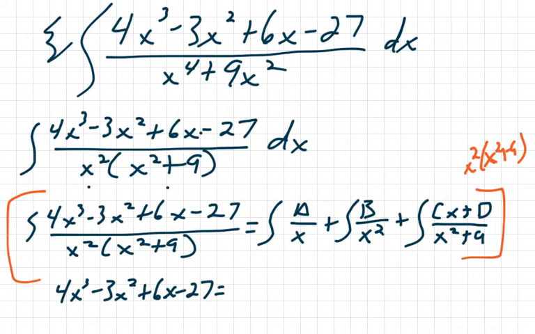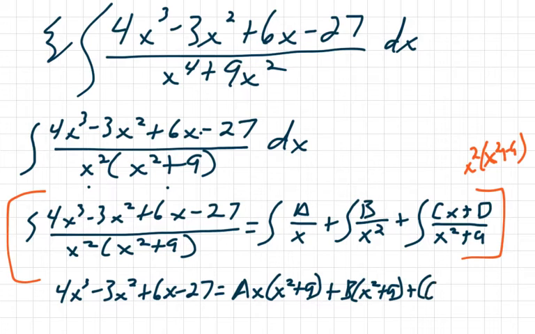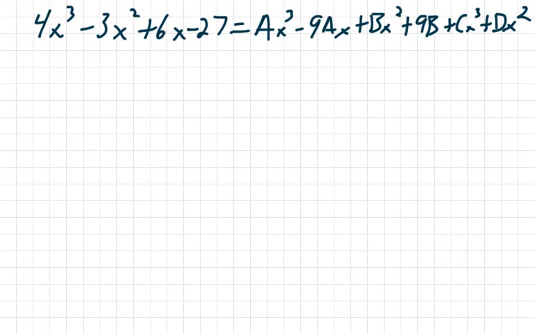Equals, on this side, I'm going to have a x squared plus 9, plus b x squared plus 9, and then plus the binomial of cx plus d times x squared. So I'll simplify that on the next page, but you can see how we just eliminated the fraction, and then we'll just carry on. All right, so here it is all simplified.